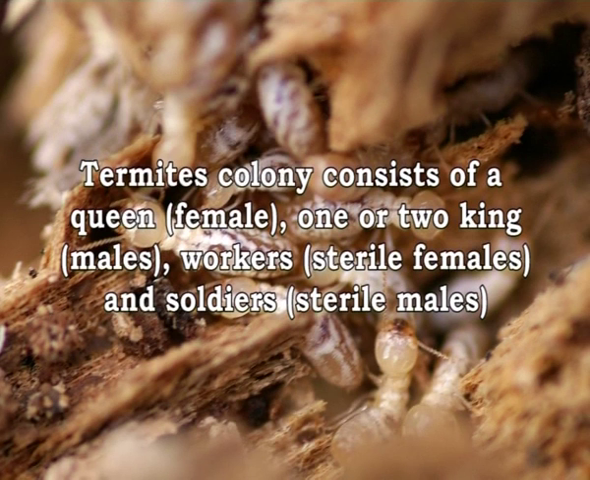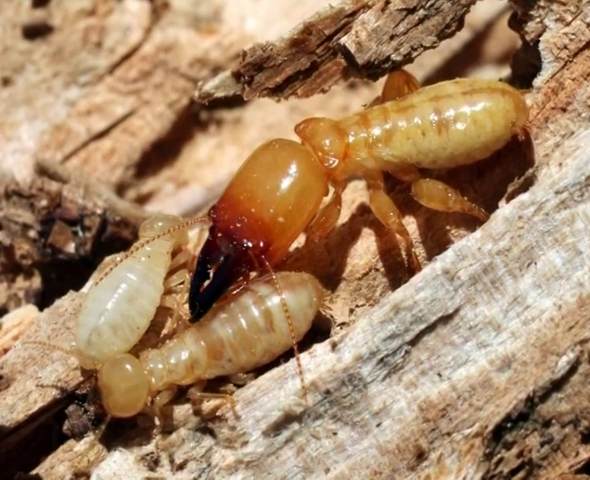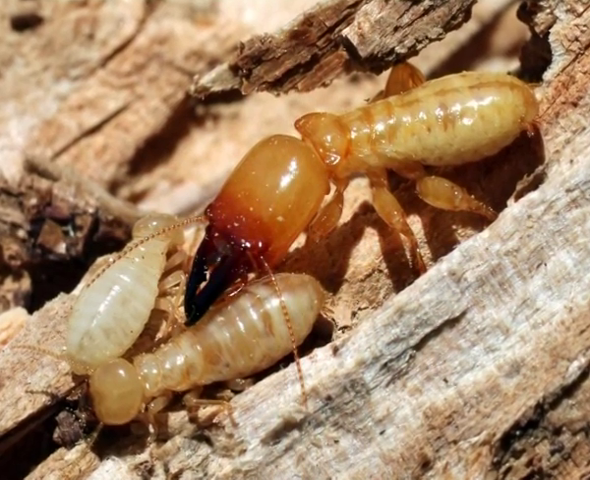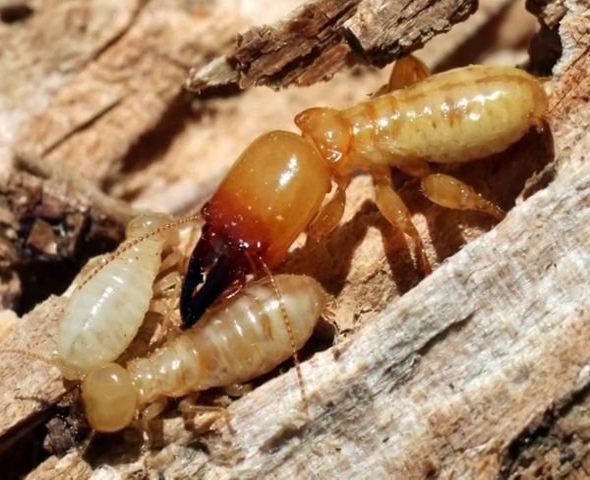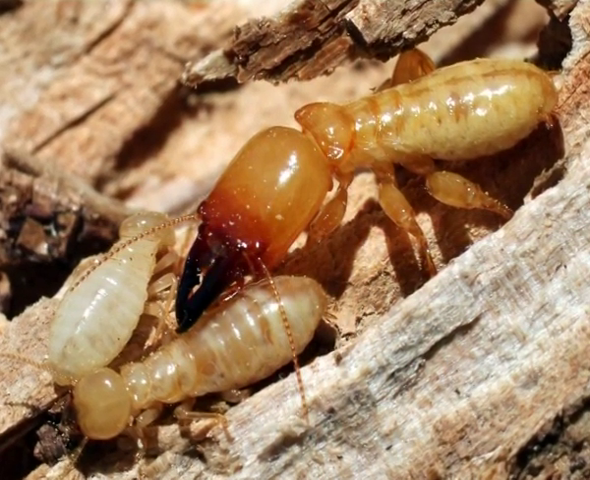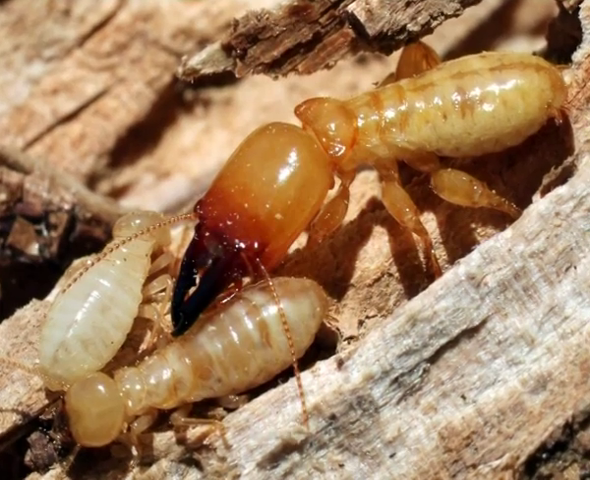Termite colony consists of a queen, that is female, one or two king, that is males, workers, that is sterile females, and soldiers, that is sterile males, each playing a specific role that ensures safe survival of the colony. Among all these individuals, only the king and queen have the ability to reproduce and produce young ones. In a single colony, several hundred to several million individuals live together. Example, white ants, termites in tropical countries and subterranean termites in North America, Europe and Australia.